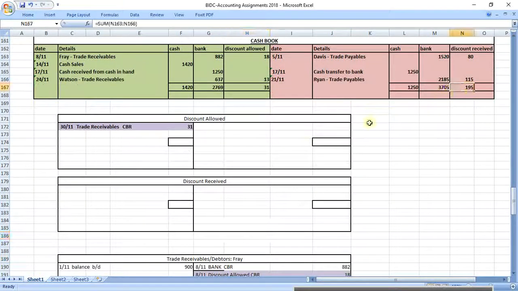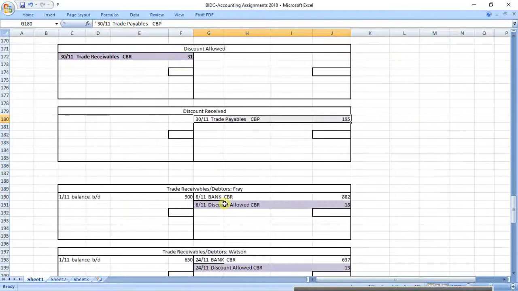Let's go back. Cash book 195. 195, so that's going to go here. Okay, and we're going to record that. Same day, last day of the month. Total, trade payables. Cash book payments. Right, so when we make a payment, we get the discount. If we get the discount, we record it in the discount received column. Okay, so you've done that, great.